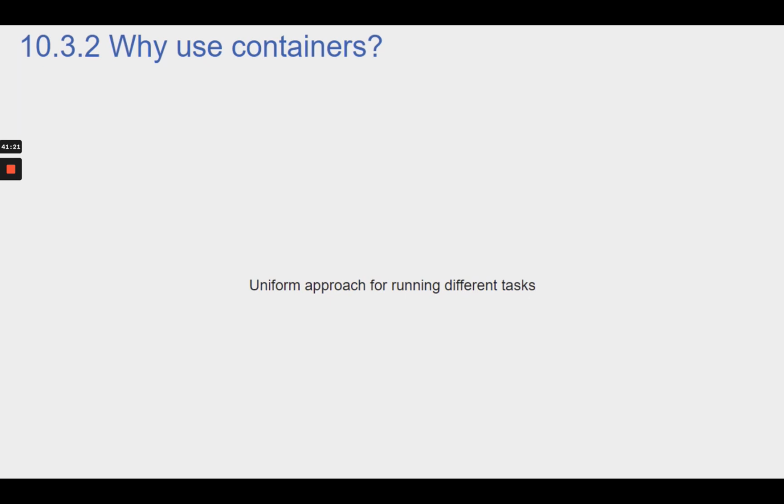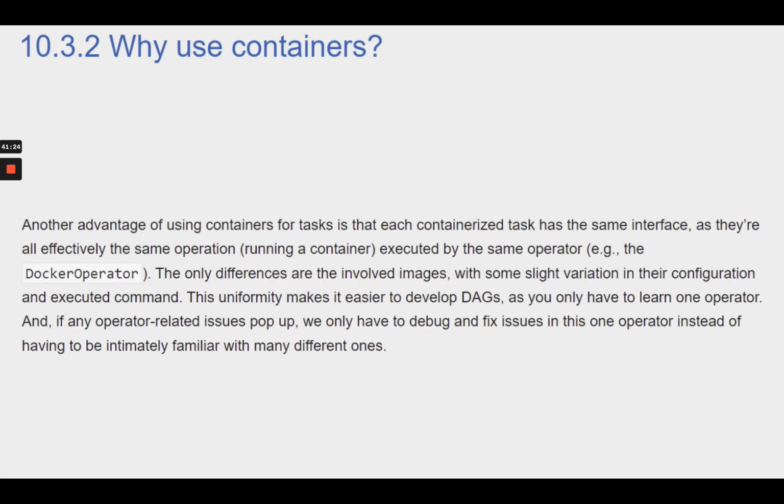Uniform approach for running different tasks. Another advantage of using containers for tasks is that each containerized task has the same interface, as they're all effectively the same operation, running a container, executed by the same operator, for example, the Docker operator. The only differences are the involved images, with some slight variation in their configuration and executed command. This uniformity makes it easier to develop DAGs, as you only have to learn one operator. And if any operator-related issues pop up, we only have to debug and fix issues in this one operator, instead of having to be intimately familiar with many different ones.